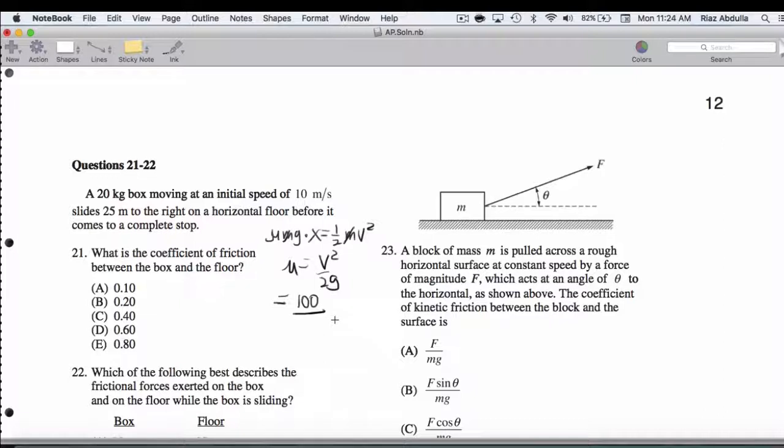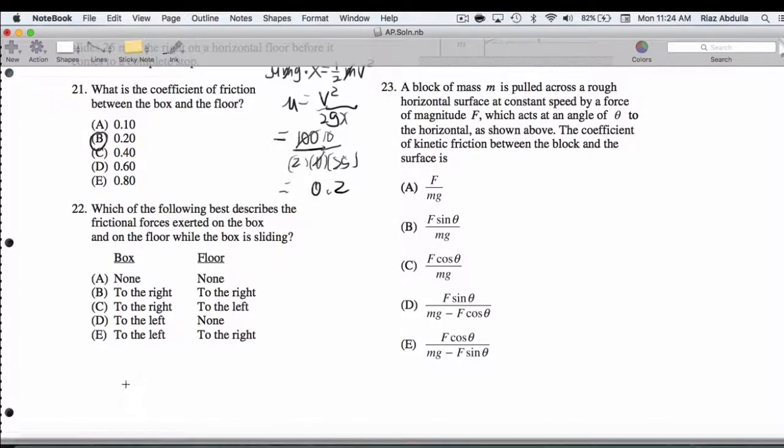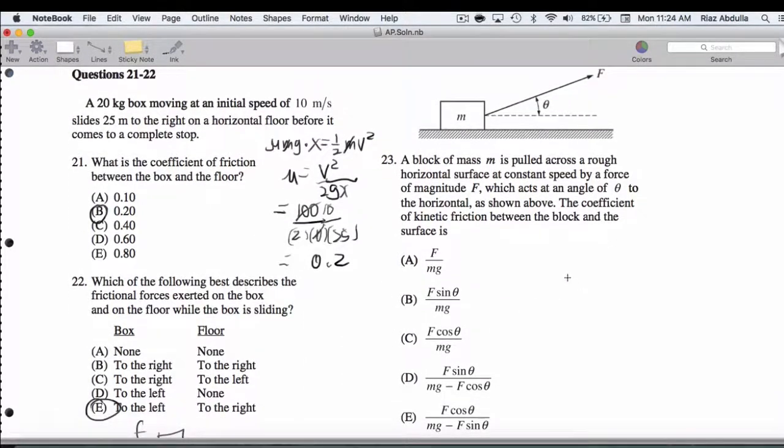100 divided by, oh sorry, and then there's an x down here, over 2gx, times 10 times 25. So this ends up being, these cancel, so 10 over 50, which is 0.2. Now let's be clear. There's a force on the box to the left from the friction, and there's a reaction force on the floor to the right. So that's choice E.